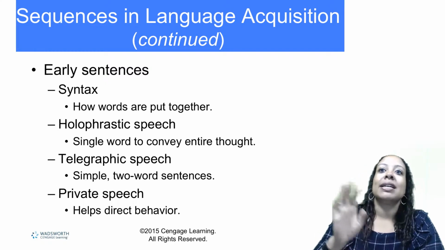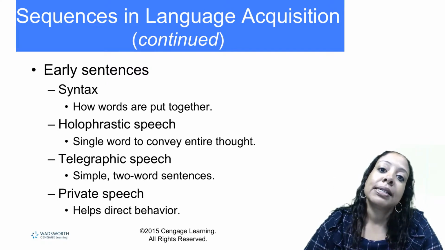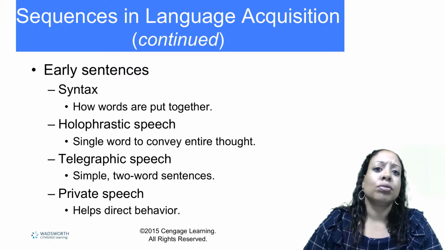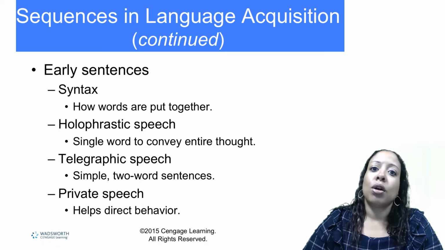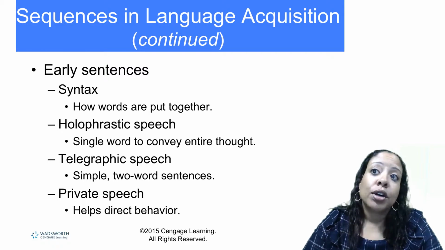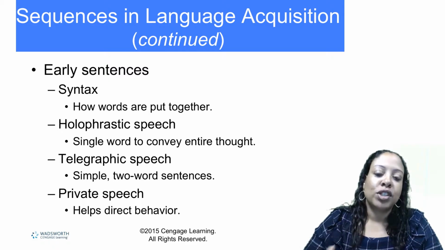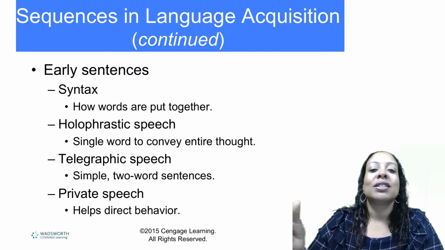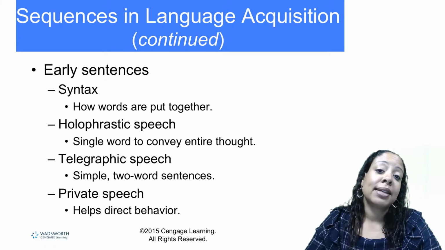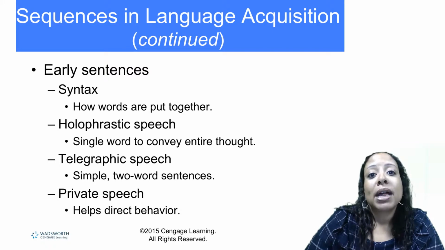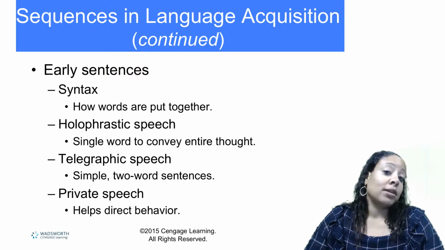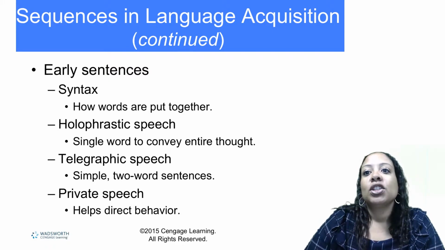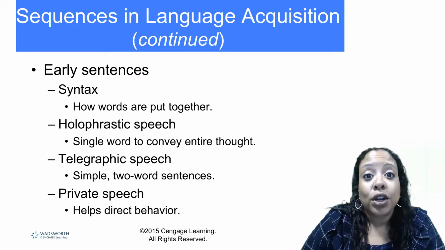Telegraphic speech, simple 2-word sentences like no go. No go. I don't want to go, or I don't want you to go. And oftentimes when we're working with children or we have our own children, we start to understand what these 2-word sentences mean, right? In context. More milk. I would like some more milk. More milk.